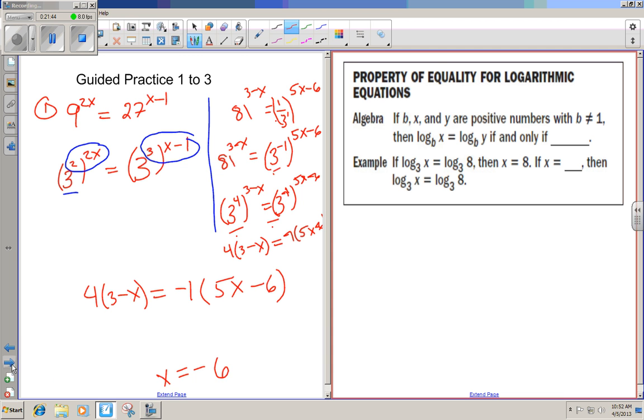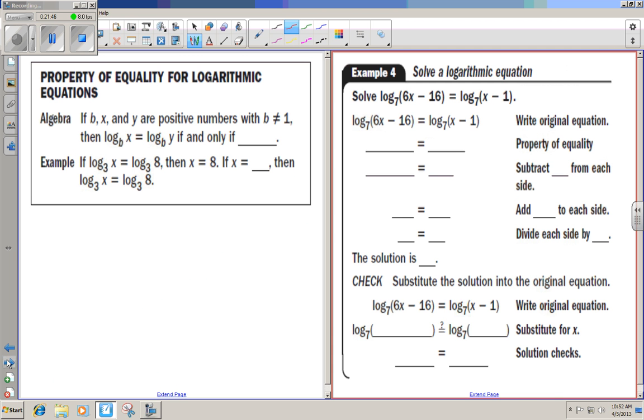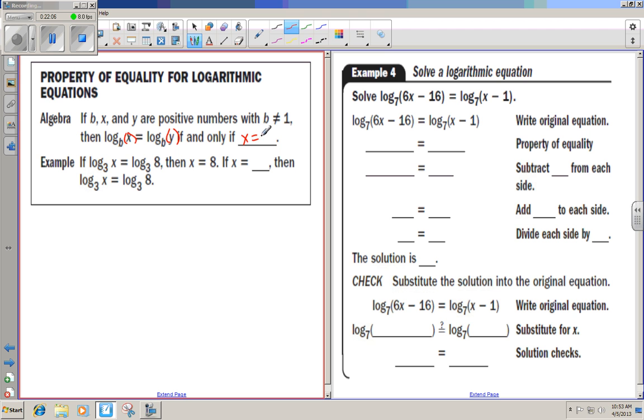All right, that should help you with a number of the problems from the homework. Now we get to the properties of equality for logarithmic equations. It's exactly like the exponentials. If you have logs of the same base, then this part should equal this part, if and only if x equals y. Here, log base 3 of x equals log base 3 of 8. That means x equals 8.